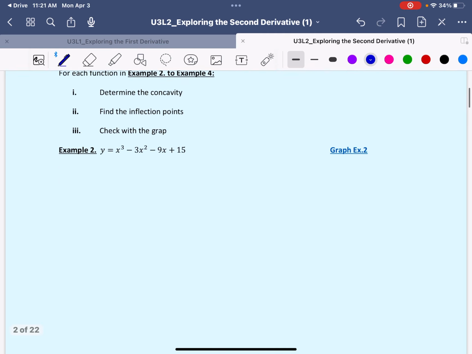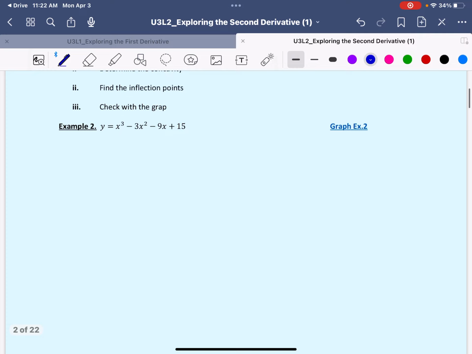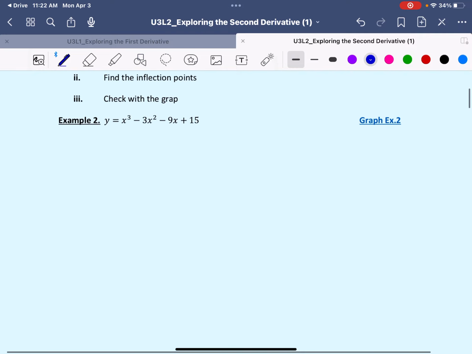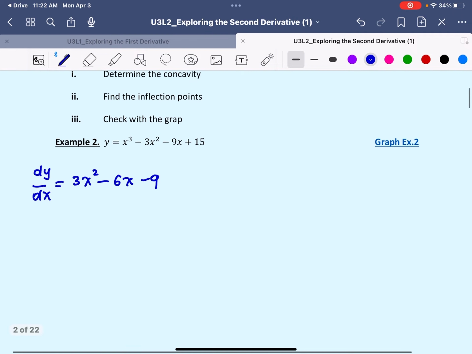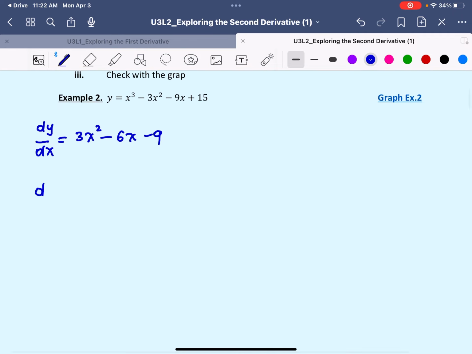Now let's take a look at another example. Here we have to determine concavity, inflection points, and then check with the graph. So we're going to start off with finding the derivative. dy/dx equals 3x squared minus 6x minus 9. So we need to determine concavity, which means that we need to determine the second derivative now. So that's 6x minus 6.